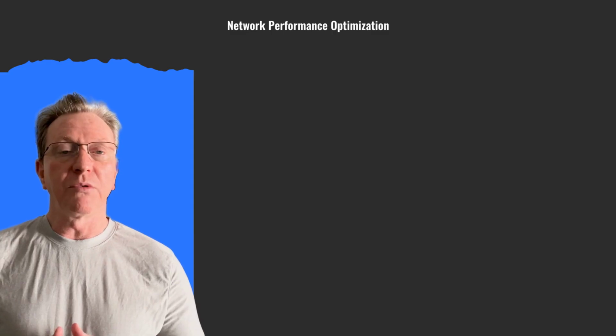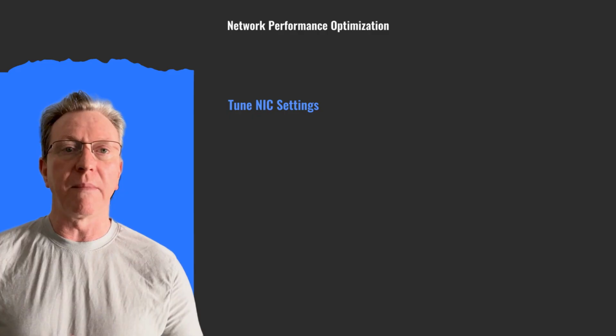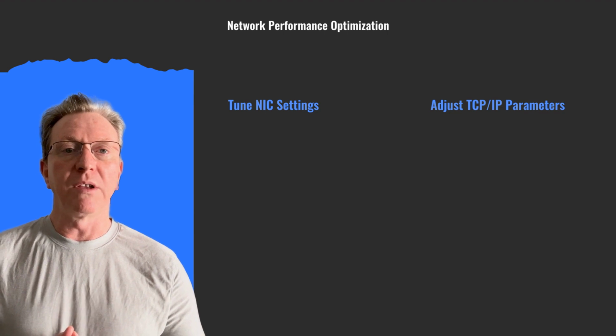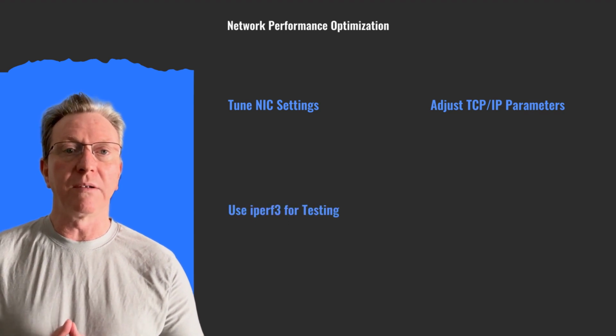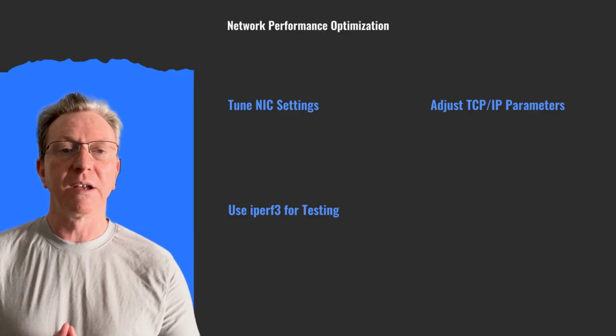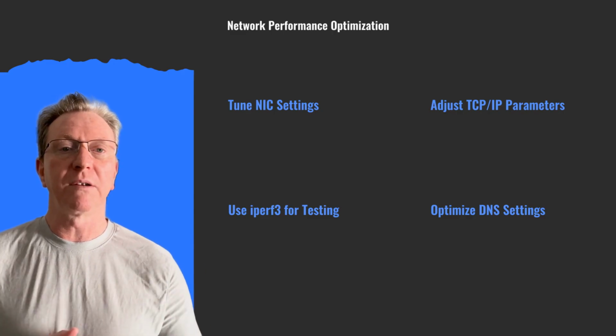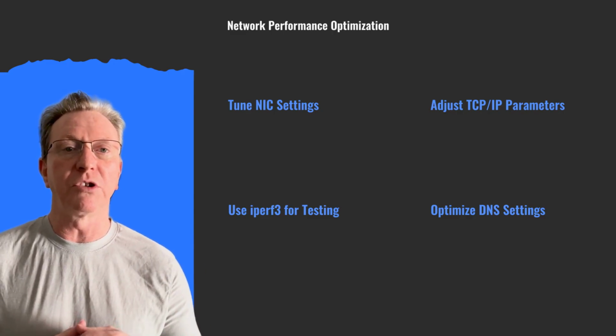To boost network performance, start by tuning NIC settings using ethtool. Adjust TCP, IP stack parameters, and socket backlogs for better throughput. Tools like iperf3 are essential for testing and monitoring. Don't forget DNS optimization. It can significantly enhance network speed. Stay tuned for kernel parameter tuning next, where we'll dive into memory and network adjustments.